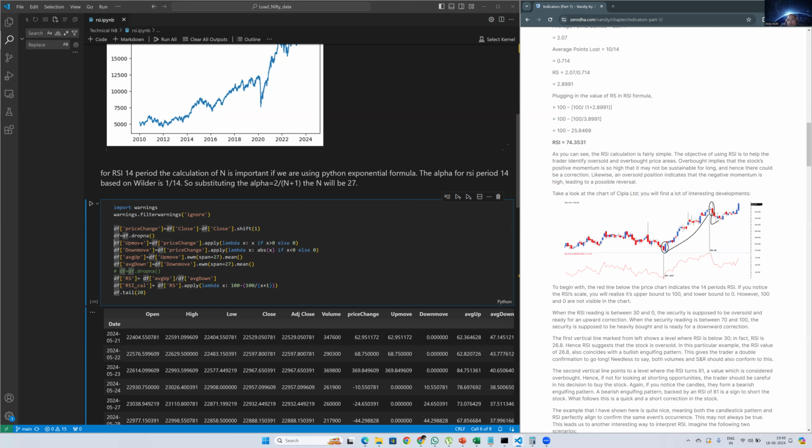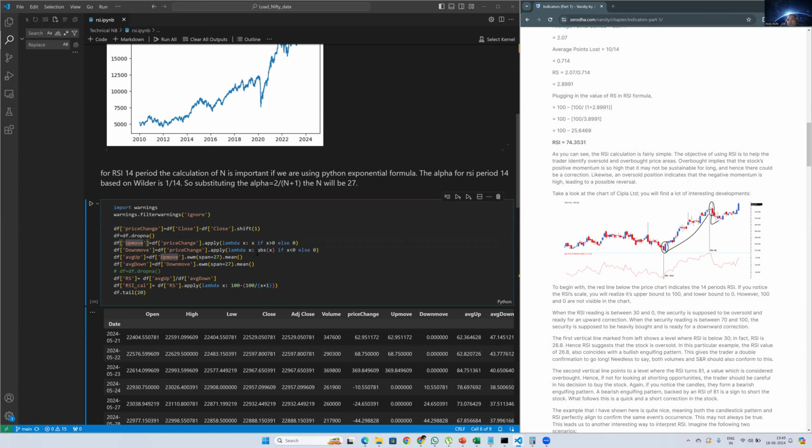Then went to the up move and down move calculation. So it's very simple. If the price change is positive, that is x is greater than 0, I've used the lambda method. Then we take the value, otherwise we take it as 0. So that's the lambda method here.